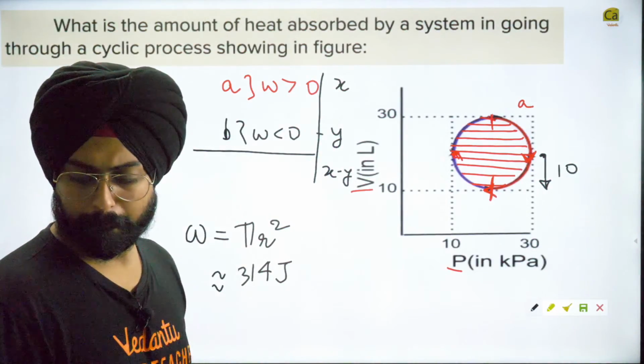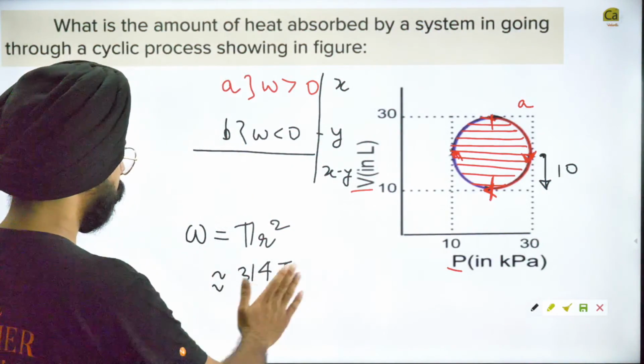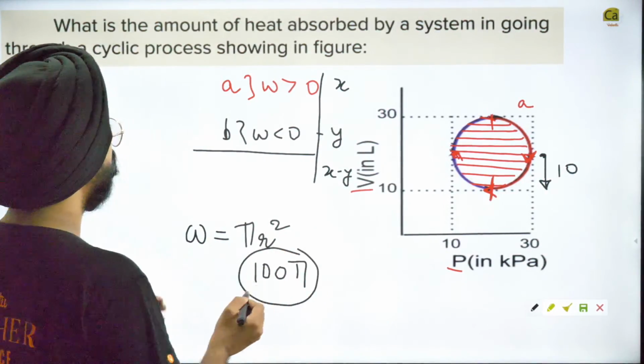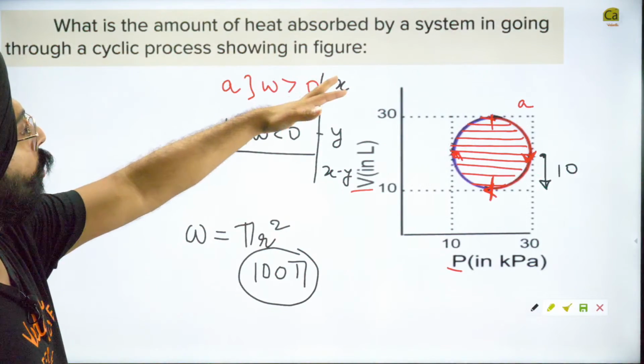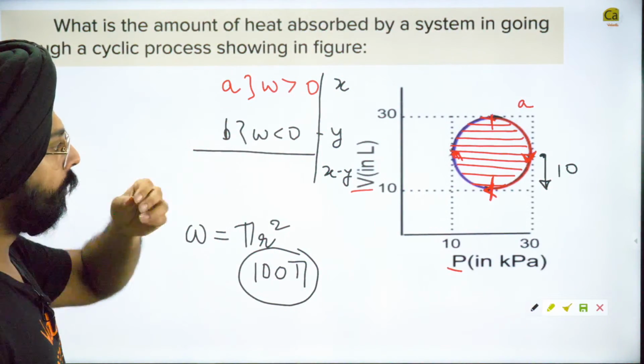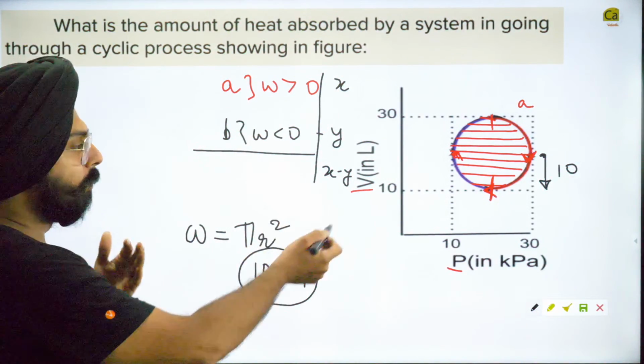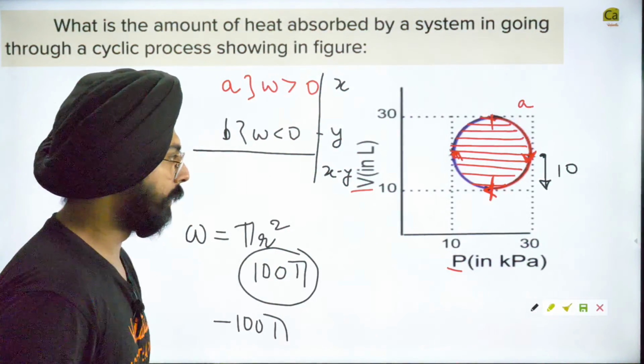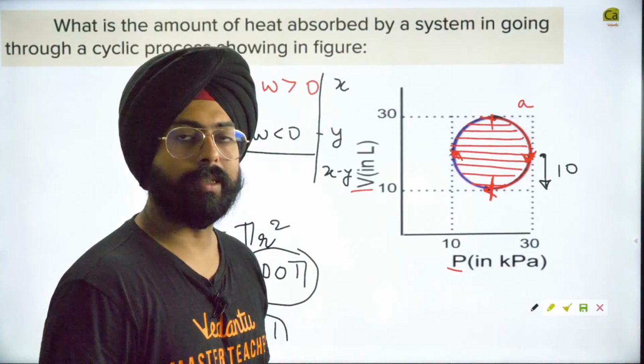100 pi, yeah. If you write 3.14, then write 100 pi, fine, no problem. So this is the work done. So what is the amount of heat absorbed by a system in going through a cyclic process shown in the figure? Work done is positive, so heat will be negative, minus 100 pi will come. Not a big deal. Pretty simple.